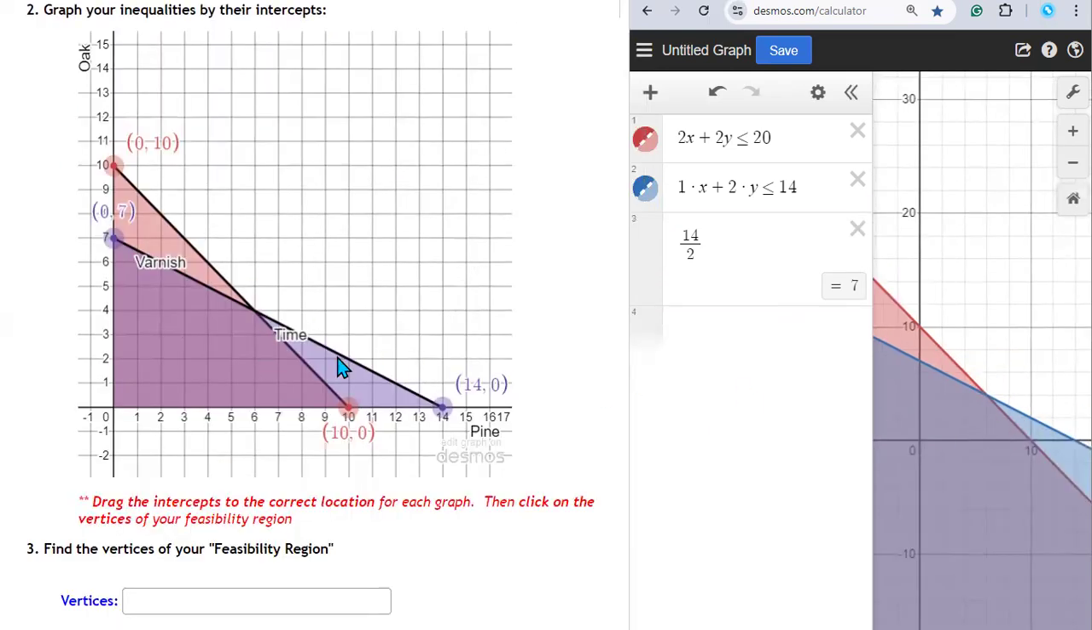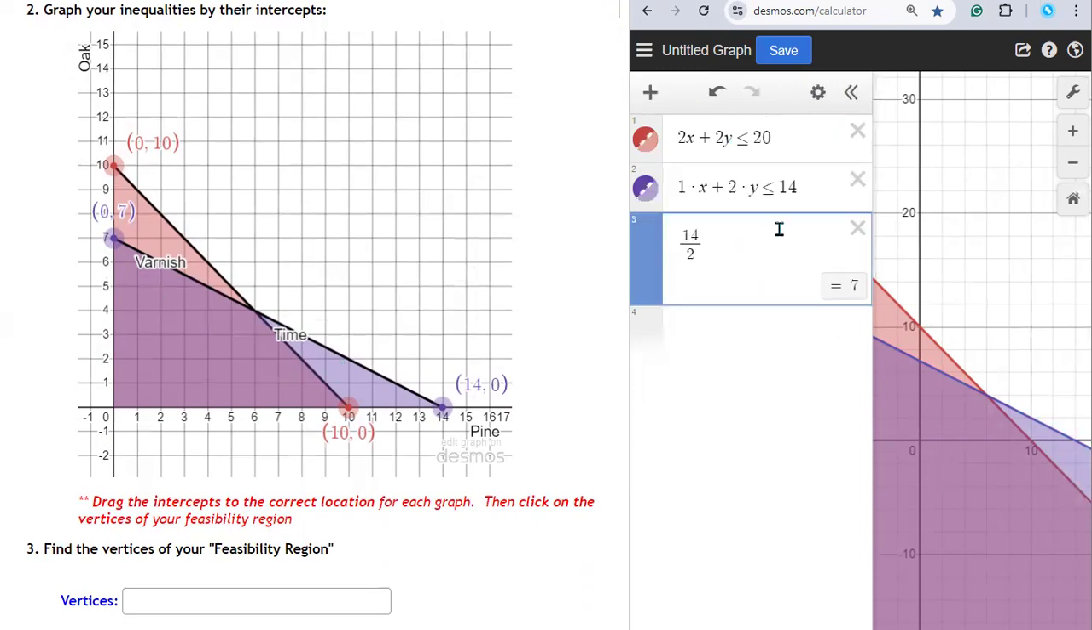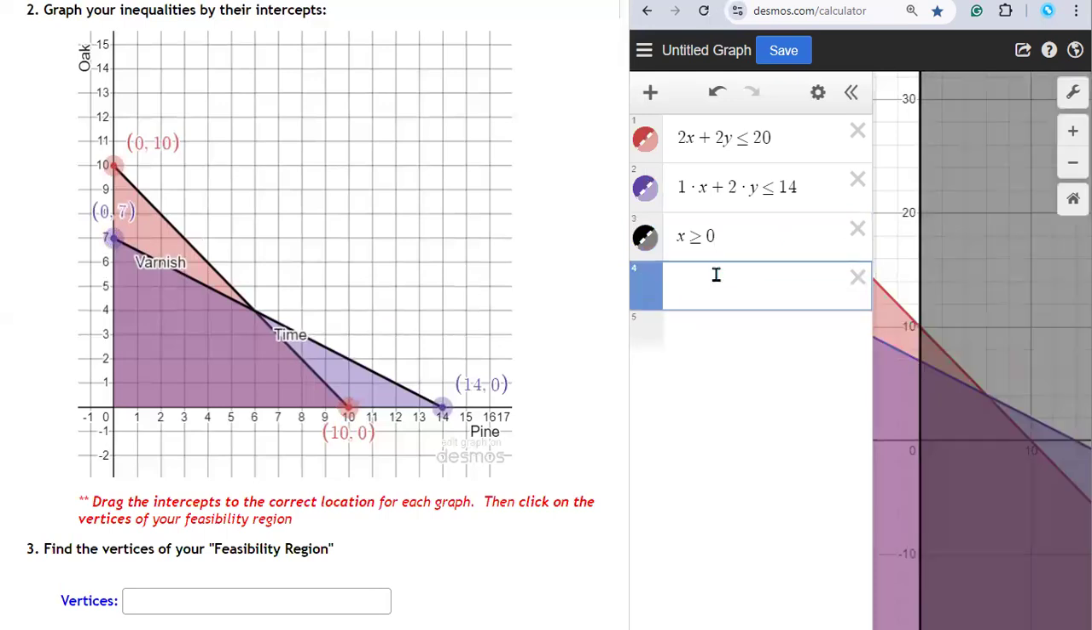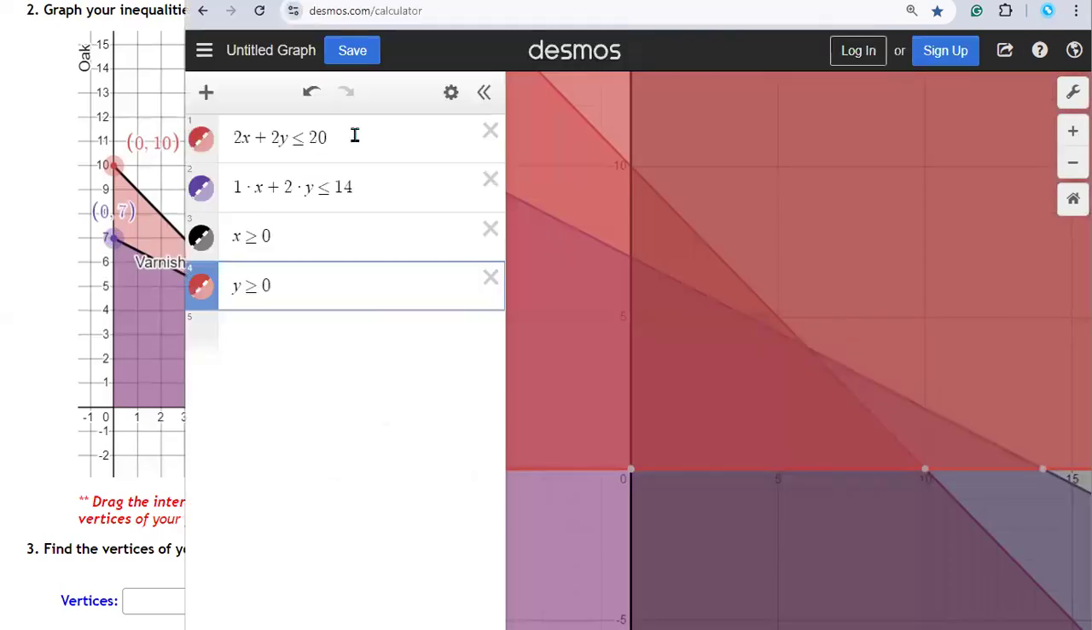Now to make this graph look like that graph, I need to make the blue line purple. And I need to make the red line, well, red. Also, I need to add the non-negativity constraints. X greater than or equal 0. Y greater than or equal 0. Now, when I have them listed on different lines, what I'm saying is this can be true, or this can be true, or this can be true, or that can be true. I want the intersection, not the union.